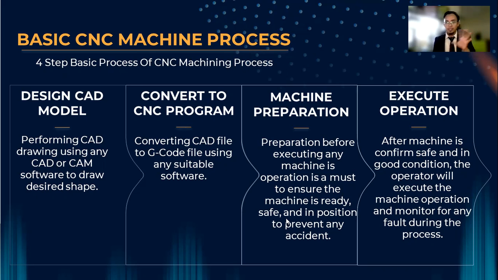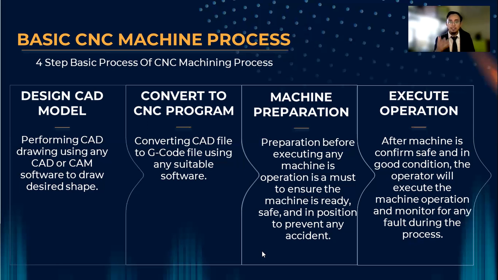The third step is, after the G code is created, before we run a machine, we must prepare the machine first. This is the main or basic step before we execute any operation, on a CNC machine or any machine in this world. It doesn't matter whether it's CNC or whatever type of machine. Machine preparation is important for safety precaution, for a machine to be prepared before it executes any process.